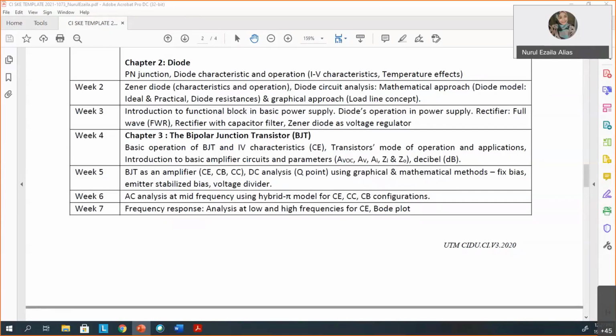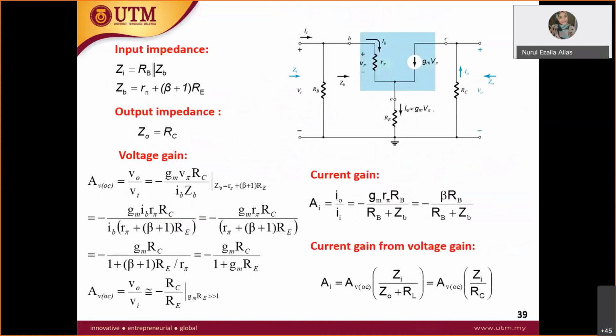So this is still common emitter. I plan to do common emitter only today. Like I said, the textbook and also the slide have derived it and listed out the equations, but let us derive it together.